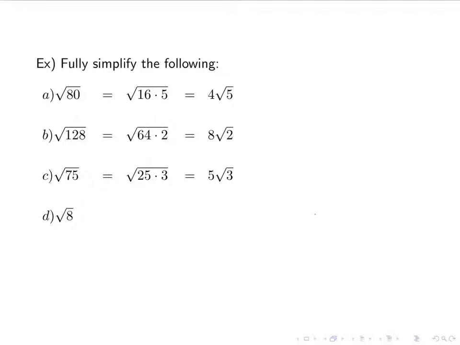D, the square root of 8. This is the one that people tend to forget about, and they'll say that it's fully simplified and be done with it. But there is a factor of 8 that's a perfect square, and that's 4. So again, we square root 4 and we get 2, and we're left with 2 root 2. So just because 8 is a one-digit number doesn't mean that it's fully simplified. So root 8 is 2 root 2. And then the last one, the square root of 54. That is the square root of 9 times 6, and that equals 3 root 6.